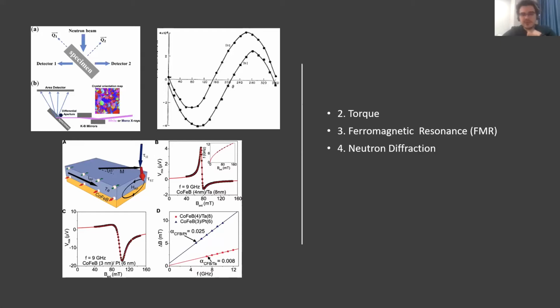Neutron diffraction is a more useful technique to observe exchange bias systems, because neutron diffraction gives us the ability to observe the thickness of the material. With neutron diffraction, we can observe the thickness and domain formations in our materials up to 2 nanometer resolutions.